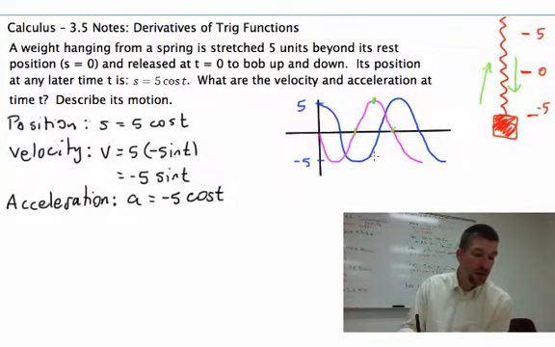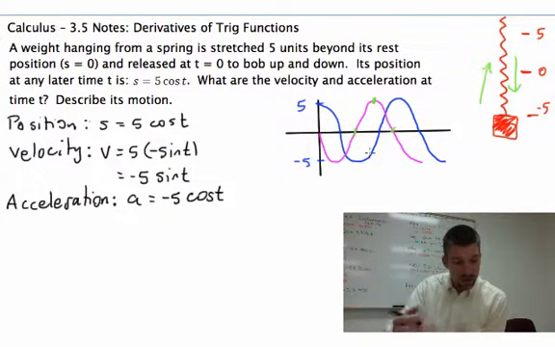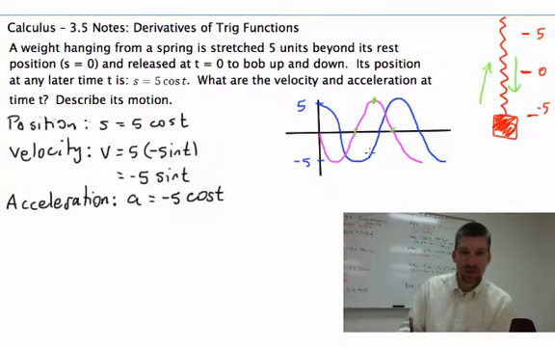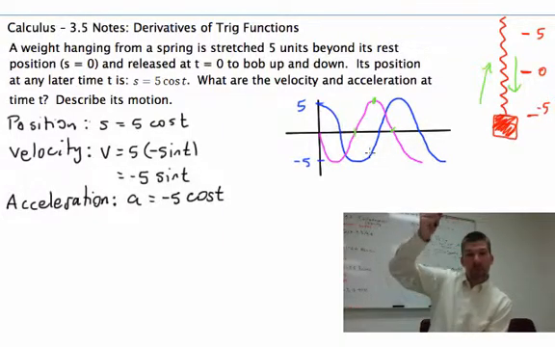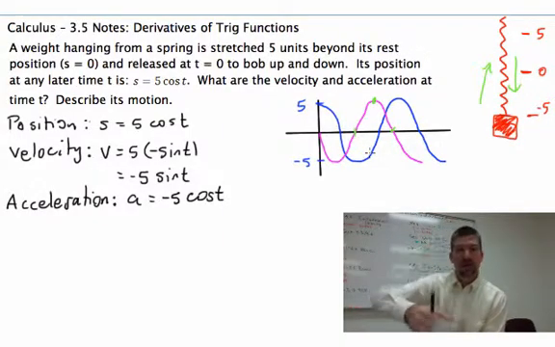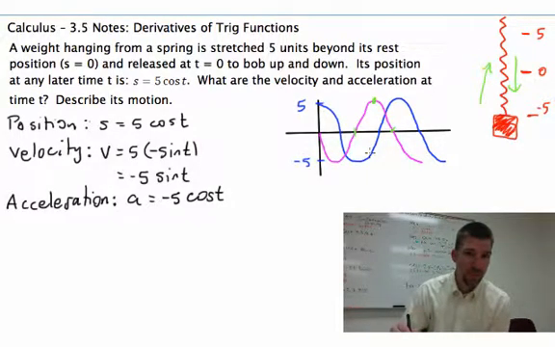The acceleration is always the exact opposite of position, because of the way that you would move. So when the weight is above the rest position, gravity is going to pull the weight back down. And when the weight is below rest position, the spring is going to pull it back up. So all these things are happening on this one problem.